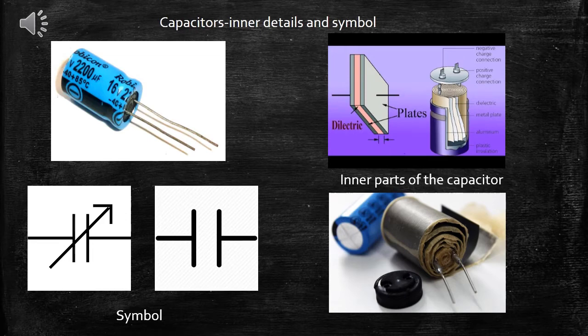Here the symbol of the capacitor is also given in the slide. Two parallel plates are shown here. This is the symbol of the capacitor. If any arrowhead is drawn over this, it shows that the capacitance value can be varied. Such kinds of capacitors are called variable capacitors. If the arrowhead is not there, it shows that the capacitor has a fixed value of capacitance.